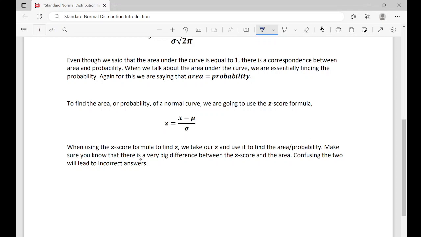Make sure that you know there's a big difference between z-score and area. They are not the same thing. Z-score helps us find the area, and area can help us find the z-score, but they are not equal. They are not the same. And if you confuse the two, you will get wrong answers. So be mindful. Z-score helps us find area, and area can help us find z-scores.